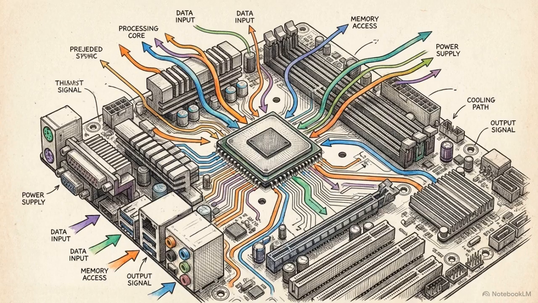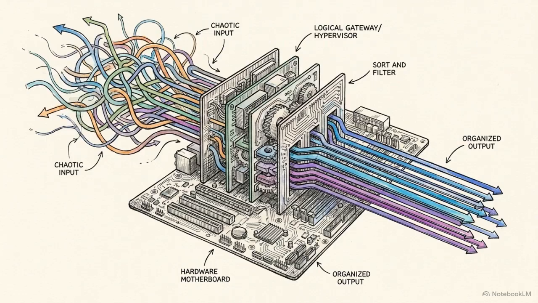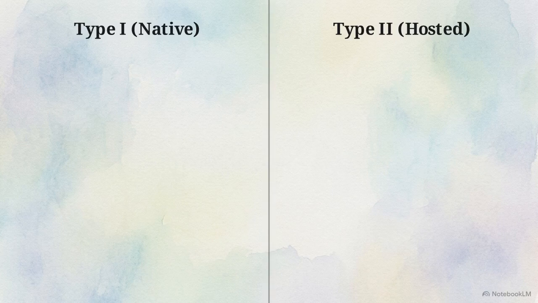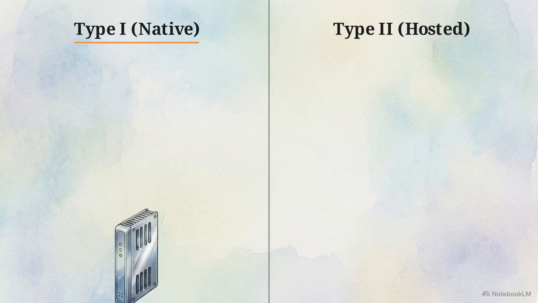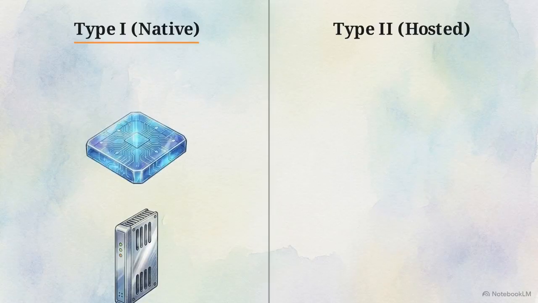Because multiple virtual machines are competing for the exact same physical resources, the hypervisor must act as the ultimate gatekeeper, scheduling every cycle of CPU time and allocating every block of memory. This split-screen architectural diagram shows the 2 primary classifications of hypervisors. On the left, we see a Type 1, or native hypervisor. Notice that it installs directly onto the bare metal hardware. There is no underlying operating system, which provides maximum performance and security.